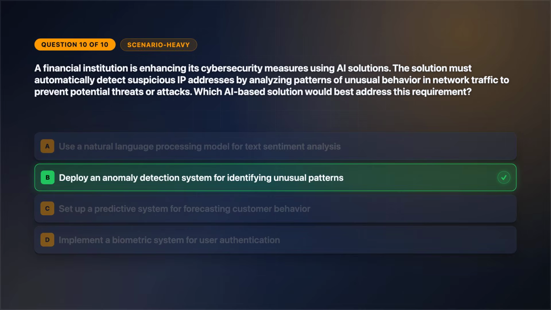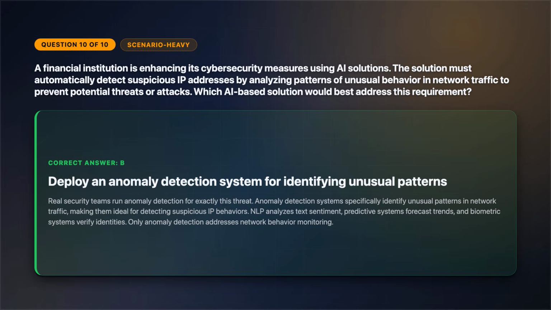The correct answer is option B. Real security teams run anomaly detection for exactly this threat. Anomaly detection systems specifically identify unusual patterns in network traffic, making them ideal for detecting suspicious IP behaviors. NLP analyzes text sentiments, predictive systems forecast trends, and biometric systems verify identities. Only anomaly detection addresses network behavior monitoring.